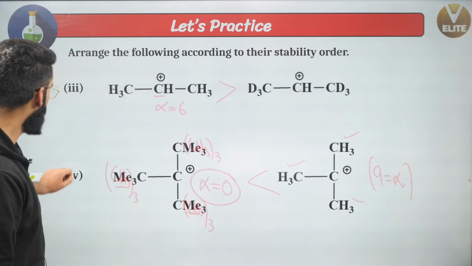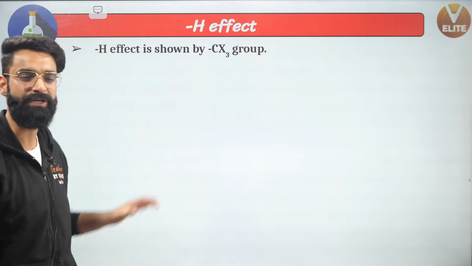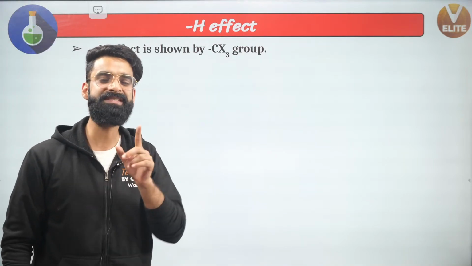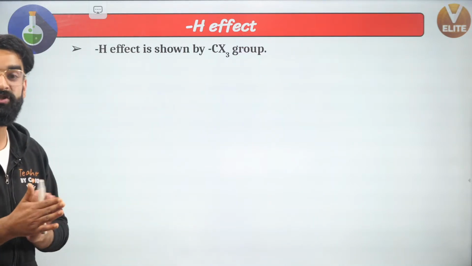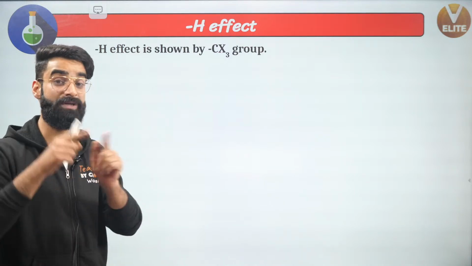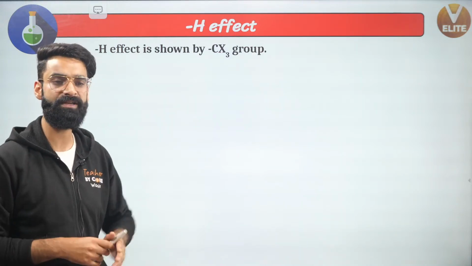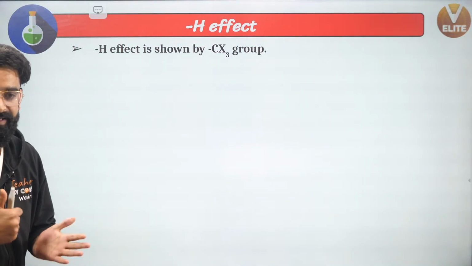Perfect. Let's move on to a few more things. That's what we call the minus H effect. So till now we talked about plus H effect, which increases the stability of the carbocation. Now let's talk about something called the minus H effect. Which group is going to show minus H effect? See, your CH3 group used to show plus H effect. Your CX3 group will be showing the minus H effect.